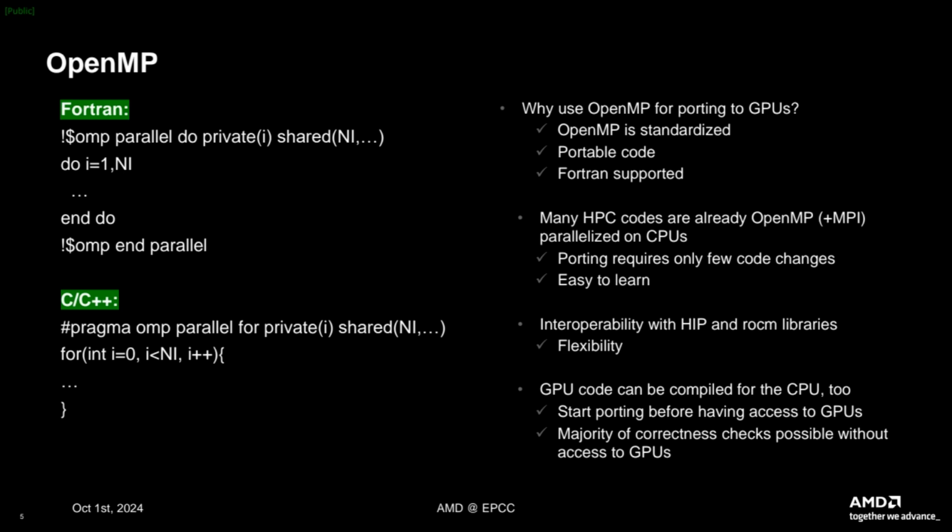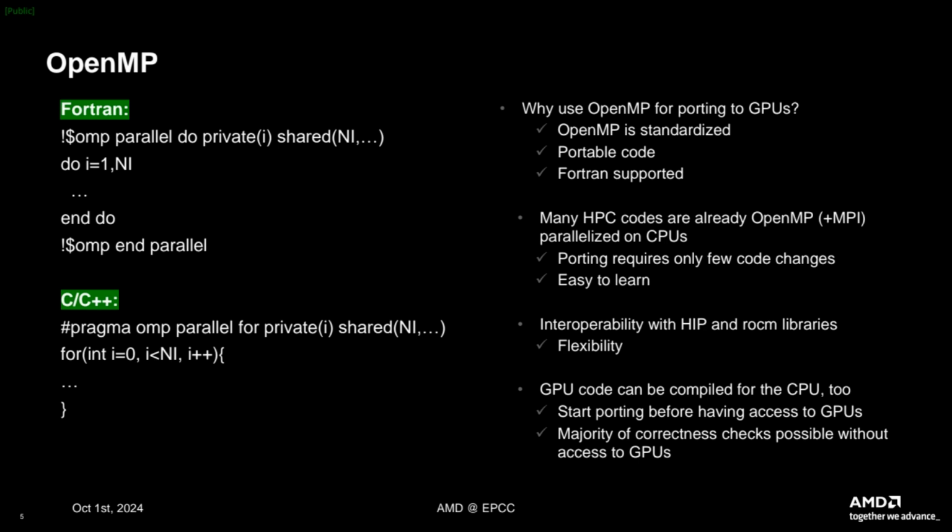It's also interoperable with HIP and the ROCm libraries, so you're very flexible because you still have the possibility to add some HIP kernels where it might be a bit challenging to do it with OpenMP, but we already see very good performance in many kernels using OpenMP Offload. Another motivation to use OpenMP is that you can compile the exact same code also for the CPU, so you can start porting before even having access to GPUs, and you can do some correctness checking already on your CPU, even on your laptop at home. That's sometimes very convenient, so that you don't have to spend node hours on simple validation checks.